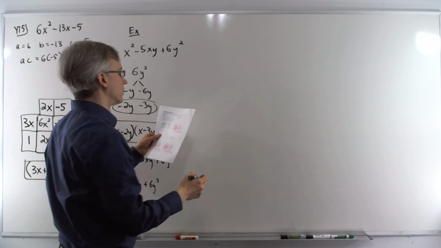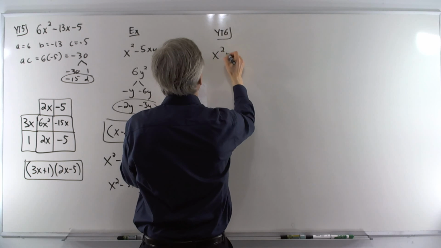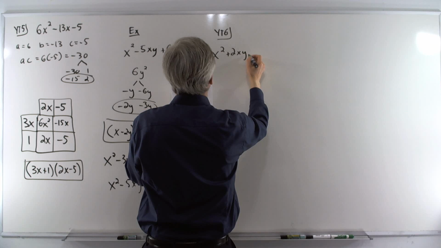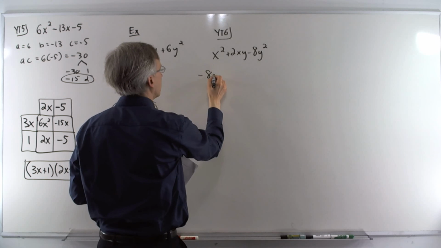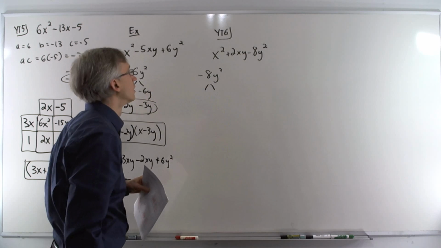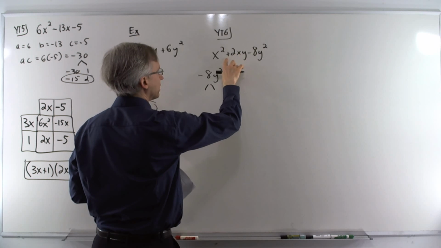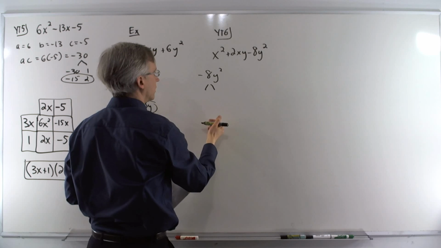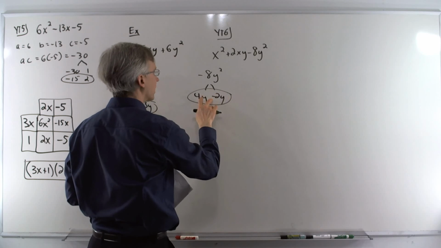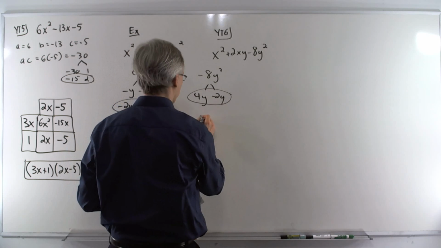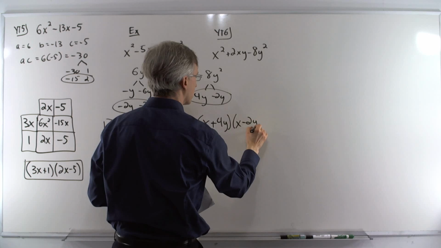Your turn, number 6. So for 6, we want two numbers to multiply to get negative 8y squared and add to get plus 2y. So in this case, we're going to have 4y on the left, negative 2y on the right. These two add together to get positive 2y. So our factored form would be x plus 4y and x minus 2y.